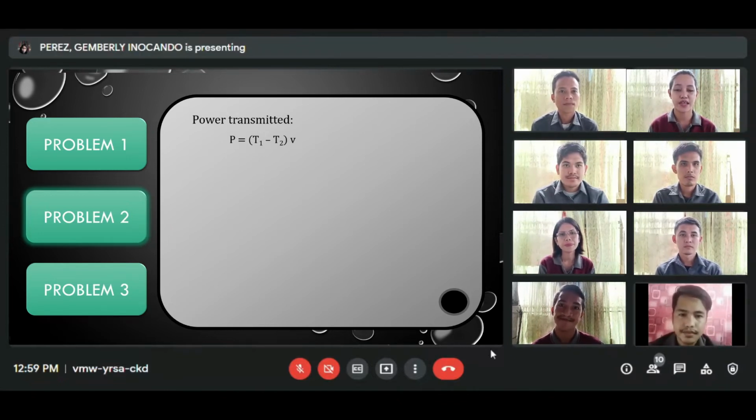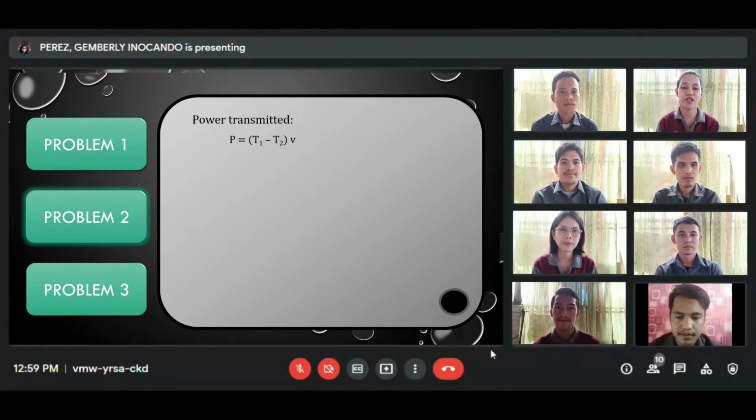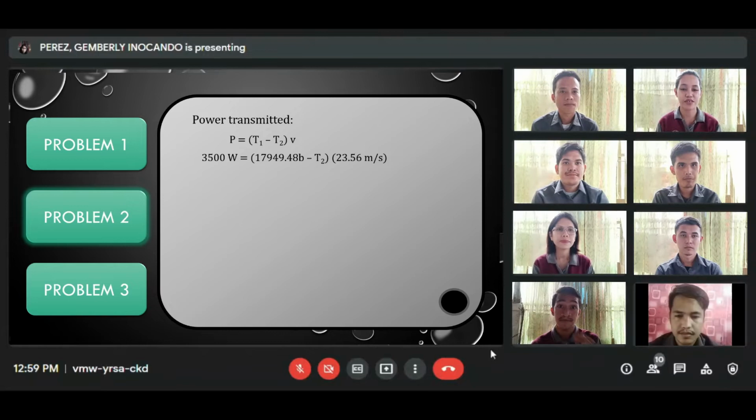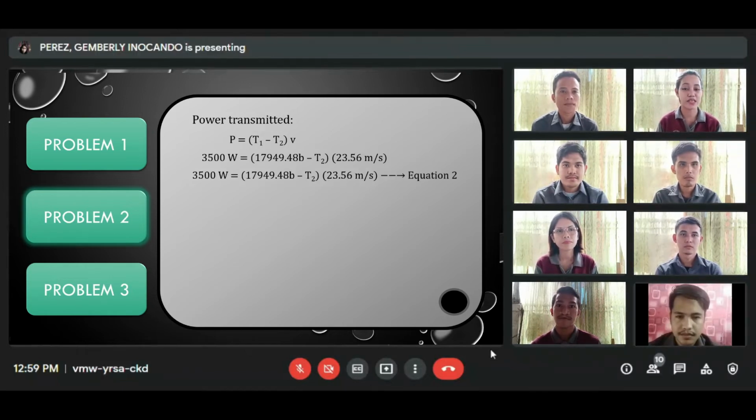Since we already have equation 1, we can use the formula of the power transmitted to get equation 2. The formula is P equals T1 minus T2 times the velocity. Since we already have the value for the power, which is 35,000 watts, substitute the values: 35,000 watts equals 17,949.48 B minus T2 times the velocity, which is 23.56 meter per second. So our equation 2 is 35,000 watts equals 17,949.48 B minus T2 times 23.56 meter per second.